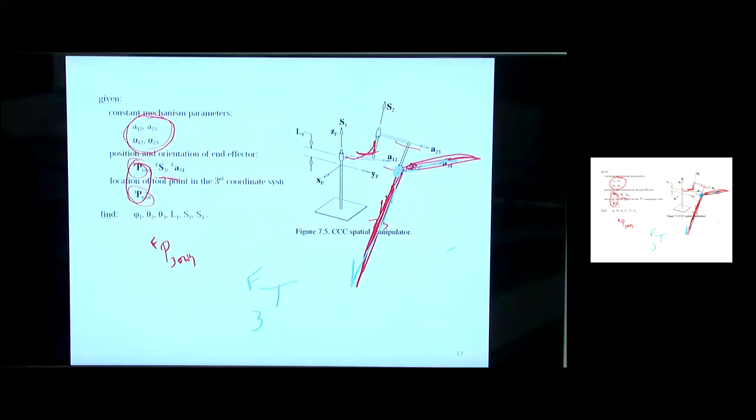Okay, what are our unknowns? Well, for the first joint, I need to get phi1 and L1, right? Because L1 tells me how far I have to slide that thing up from the fixed coordinate system. And then for the other joints, theta 2 and S2, because it's a cylindric joint, and for the third one, boom.